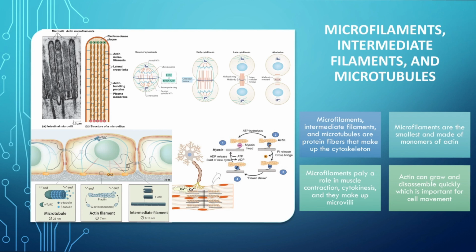Another cool thing about actin filaments, or microfilaments, is they also help form microvilli, as shown here. Remember that we have lots of microvilli in our digestive system to help us absorb nutrients. Additionally, actin filaments play a structural role in cells, and they help give the cell its shape and structure. Lastly, actin can grow and disassemble quickly, which is important for cell movement. While these filaments have a few more functions, I think these are the main ones that you should focus on.